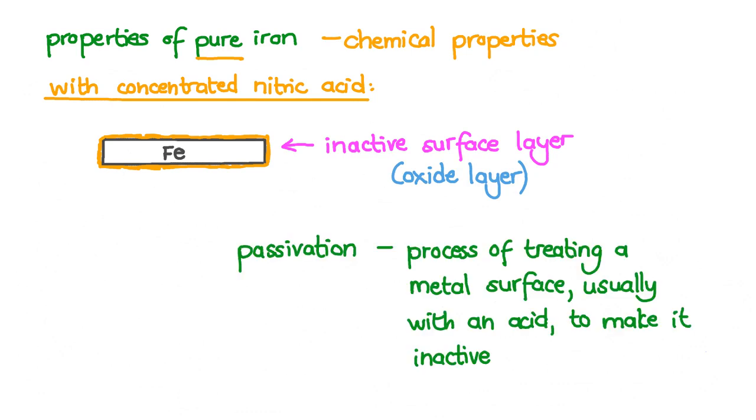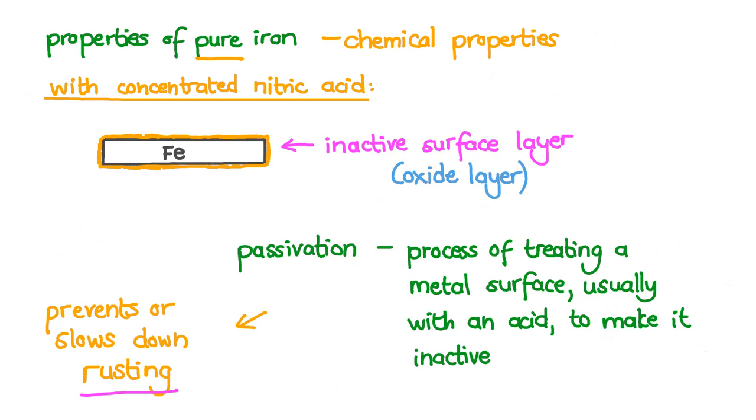This process of treating a metal surface, usually with an acid, to make it inactive or unreactive is called passivation. We say the metal surface was rendered or made passive. We won't look at the specific chemical equation for this reaction. Passivation is beneficial to prevent or slow down rusting.